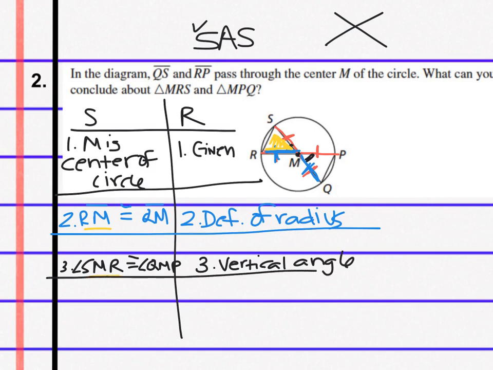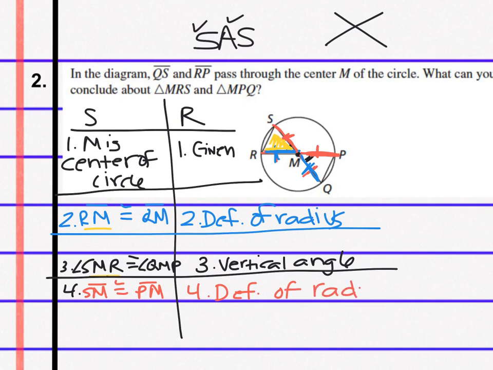And then I need to do my last pair of sides. So I did an angle, then I'm going to do a side. So now I'm going to do side SM right here. Side SM is congruent to PM. And again, those are both radiuses, so I'm going to say definition of radius.